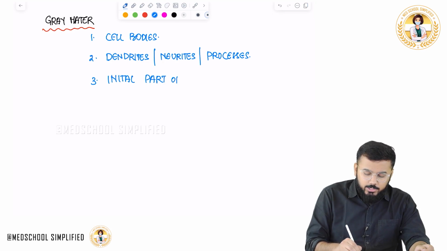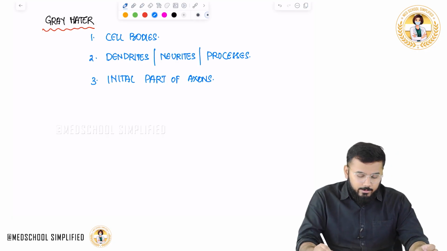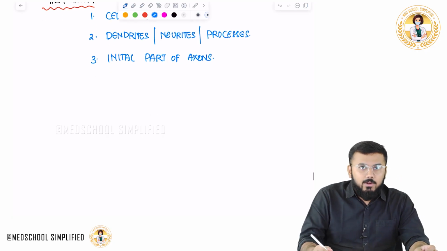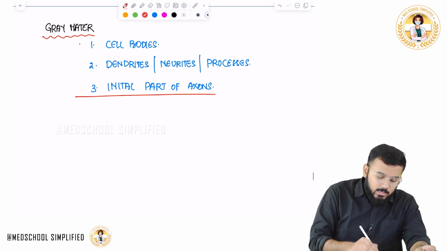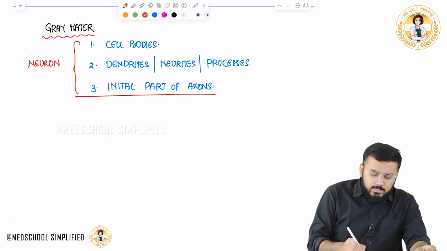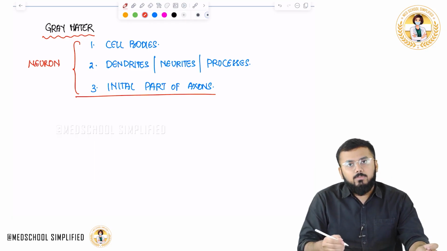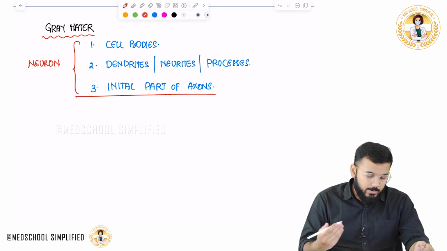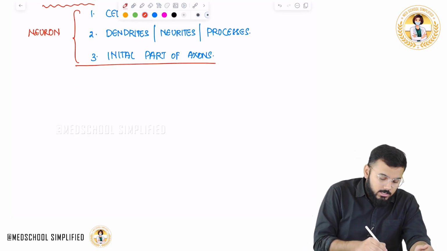It consists of the initial part of your axons. So these are the structures that are present within your gray matter. Now, apart from this, are there any other structures? These three are the parts of a neuron. Cell body is a part of a neuron. Dendrites are a part of a neuron, and the initial part of the axon, whatever it is, axon is a part of a neuron.